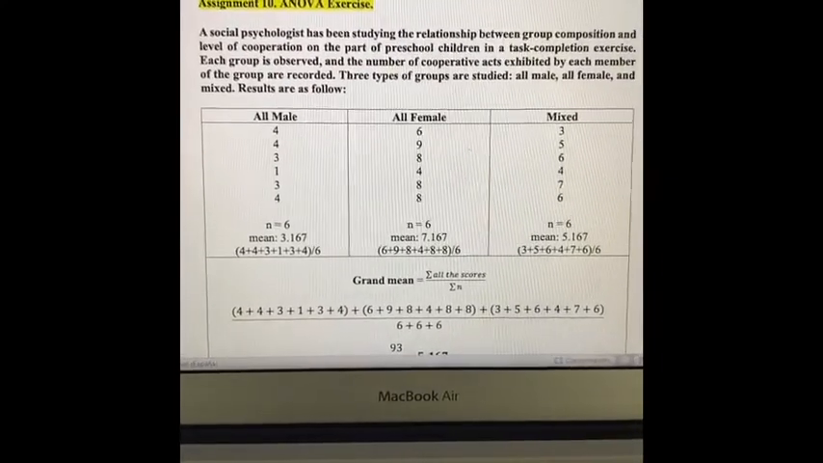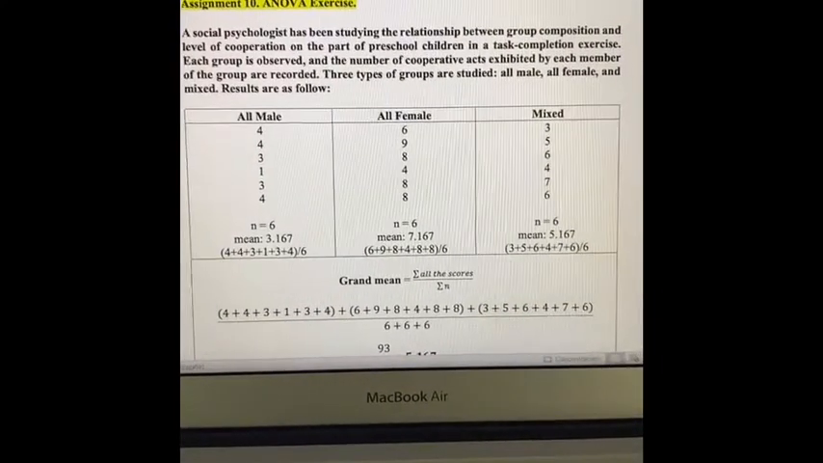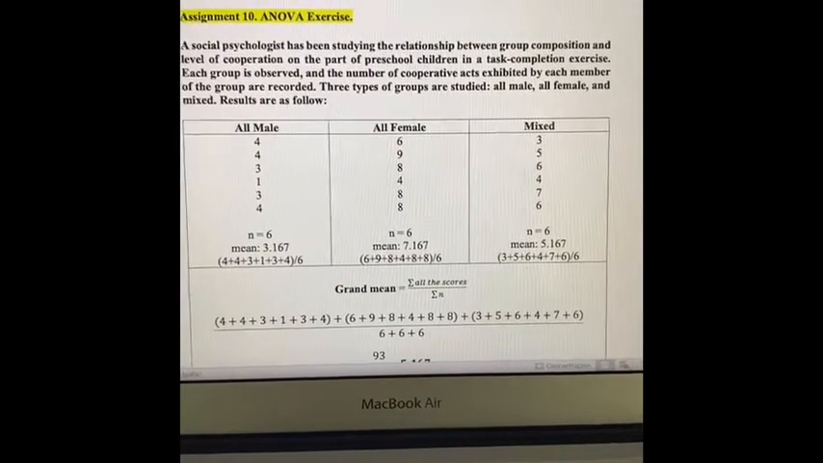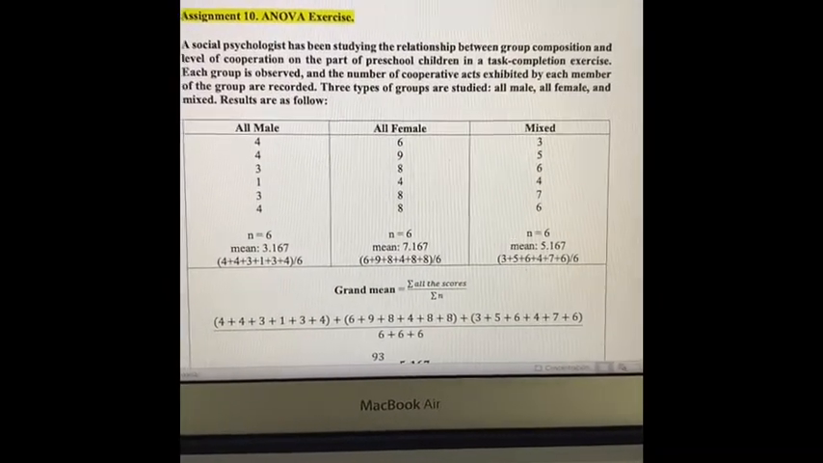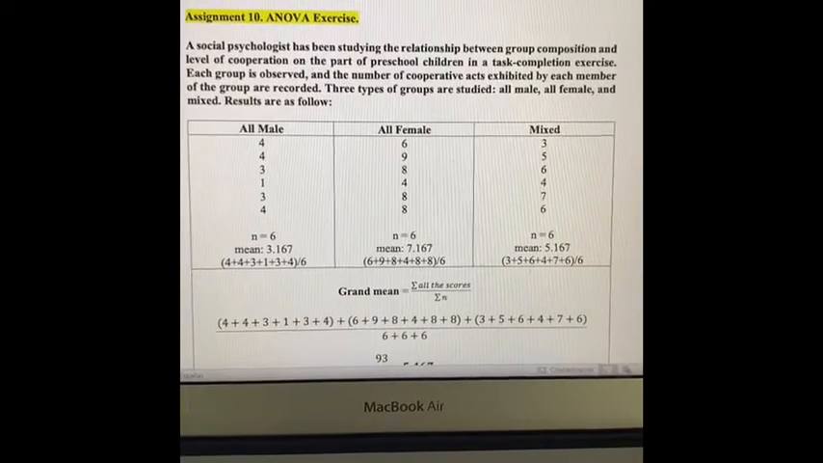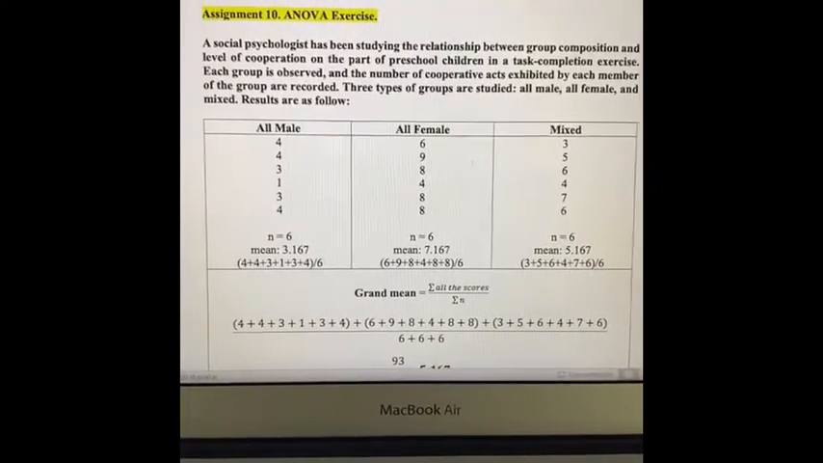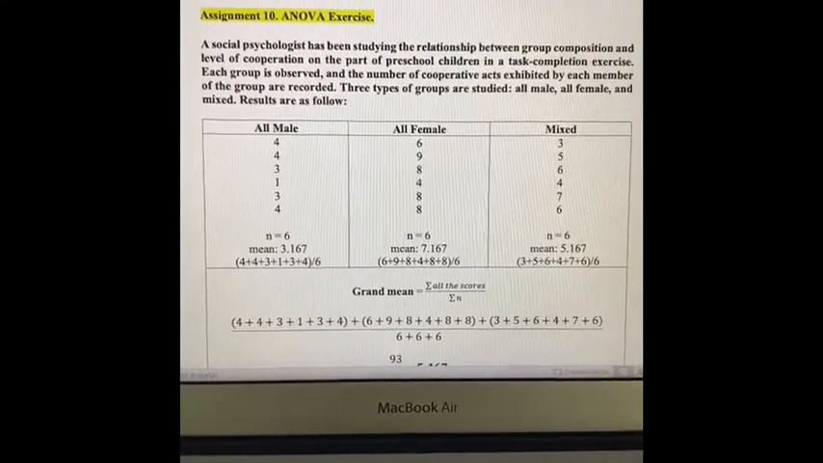So we want to see if there's a significant difference between the 3 groups, because that's what ANOVA tells us. It tells us if there is a difference, but it doesn't tell us where the difference lies. So we're just gonna find out if there's a difference.